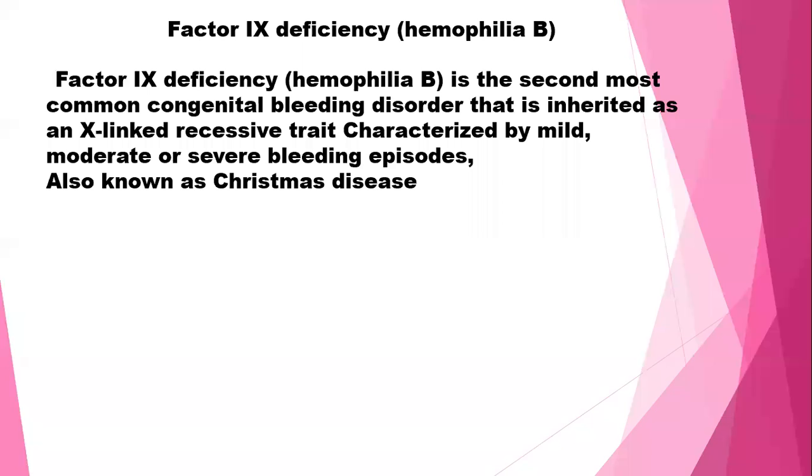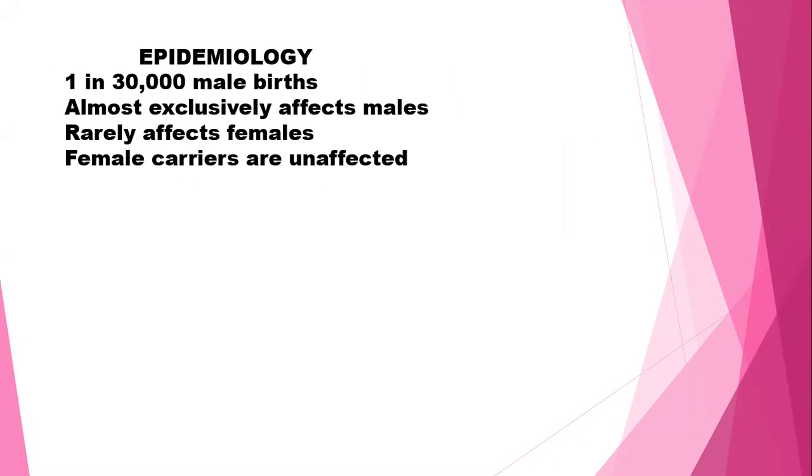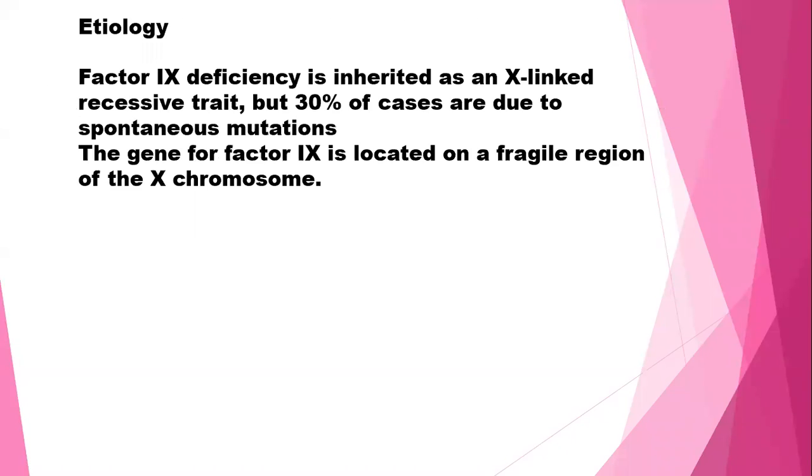Now the factor IX deficiency or hemophilia B. Factor IX deficiency is the second most common congenital bleeding disorder and is inherited as an X-linked recessive trait, and it is characterized by mild to moderate or severe bleeding episodes. Factor IX is also known as Christmas factor, so the disease is also termed Christmas disease. Epidemiology: one in 30,000 male births is affected. Almost exclusively males are affected, rarely females, and the female carriers are unaffected.